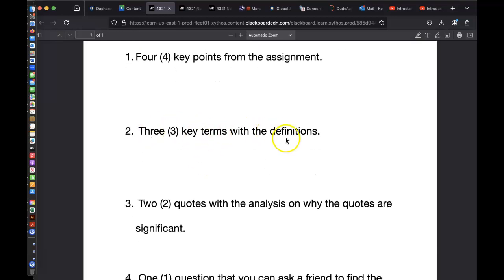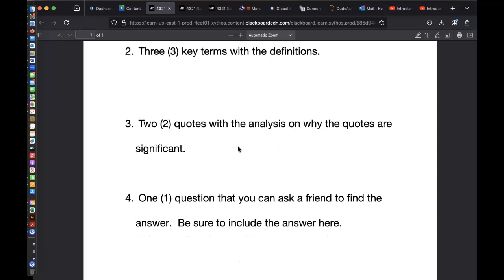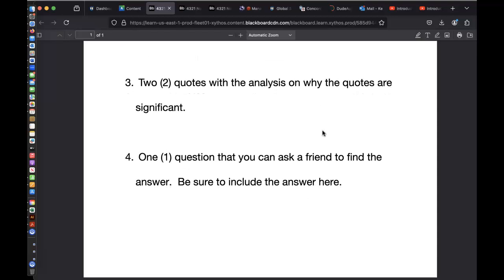What are 3 key terms? So terms that are actually listed here. And then quotes. You're going to look for quotes either from the video, from my lecture, from the book, and just find a good quote. Find 2 of them and say why they're important. And last but not least, you're going to come up with a question. And I want you, if you know someone in the class, because you've already started these responses on your discussions, you can ask them the question and see if they can come up with the answer, or ask a friend and see what their answer is.